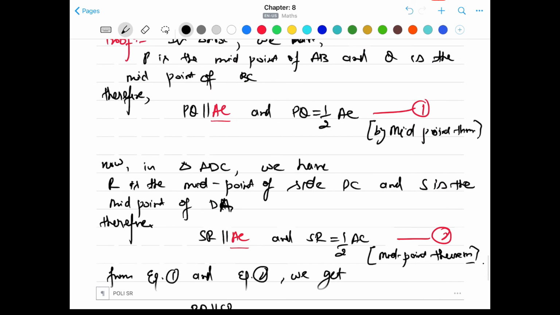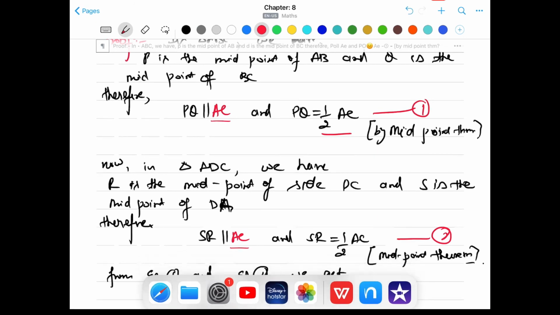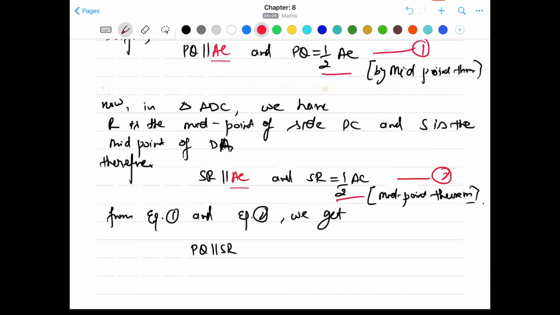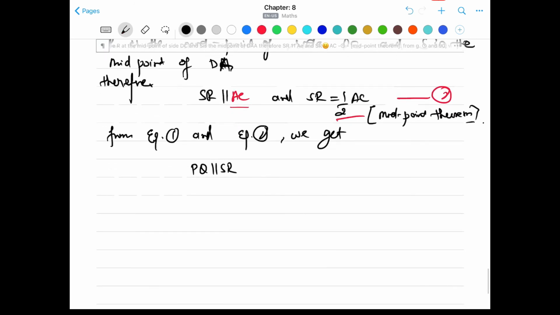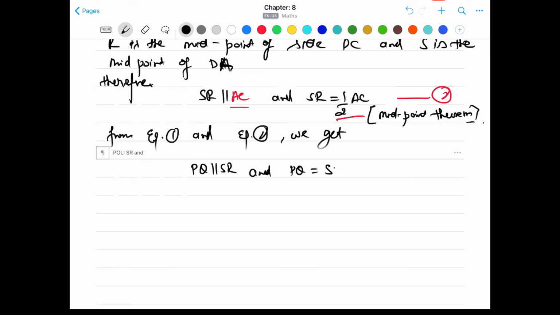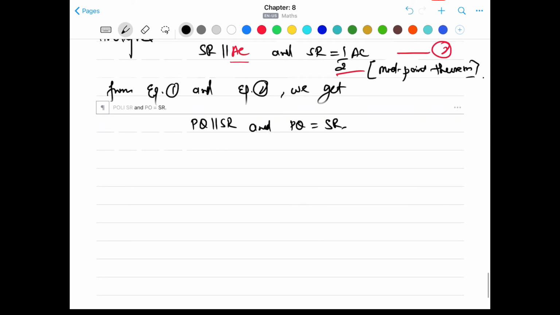In a similar way you can see that PQ is half of AC and similarly SR is half of AC, so both are equal to half of AC, that means they are also equal. PQ is equal to SR, so therefore PQRS is a parallelogram. The reason for this one is that one pair of opposite sides is equal and parallel.